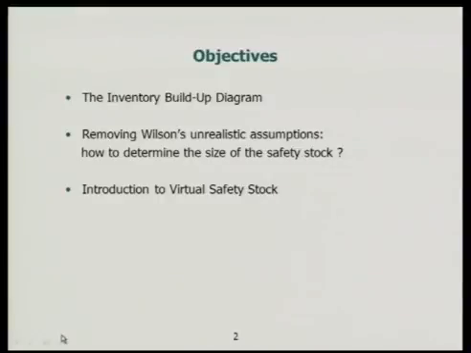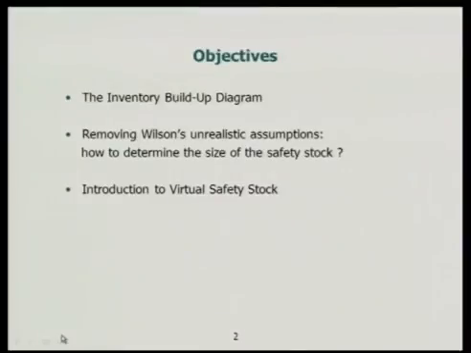We are going to remove the unrealistic, simplistic assumption of the Wilson model we've seen in the previous lesson, and determine the size of the safety stock. Specifically, we're going to remove the assumption of constant demand. We're going to add the assumption that the demand is stochastically distributed. And then we're going to introduce the virtual safety stock, which is a difficult concept, but a very interesting one.